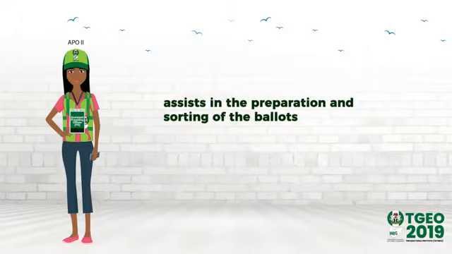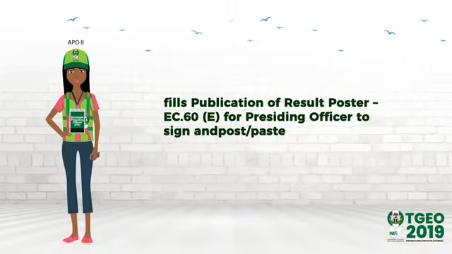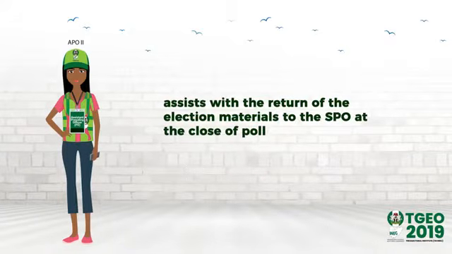Assist in the preparation and sorting of ballots. Fill in the publication of result poster EC60E for the presiding officer to sign and post. Assist in the return of election materials to the SPO at the close of the poll.